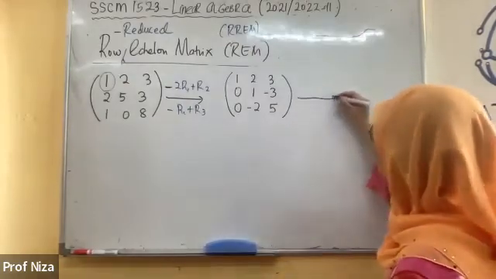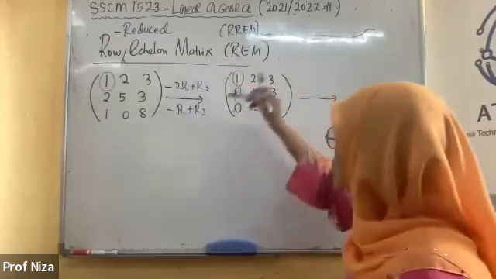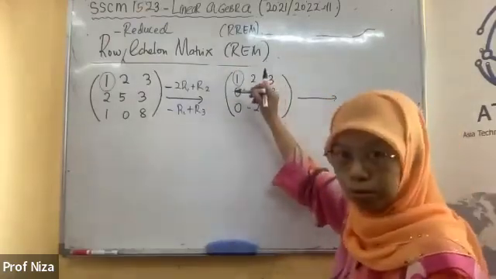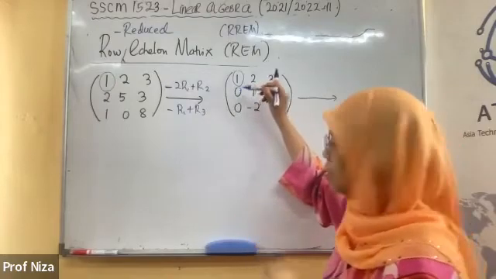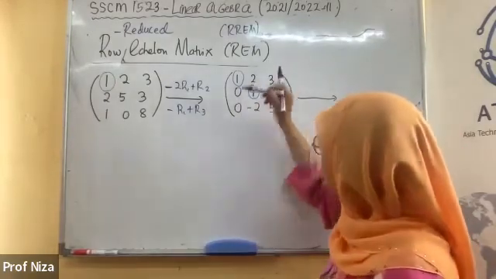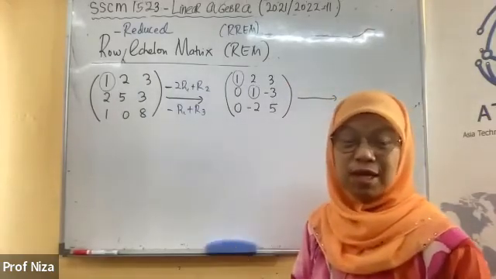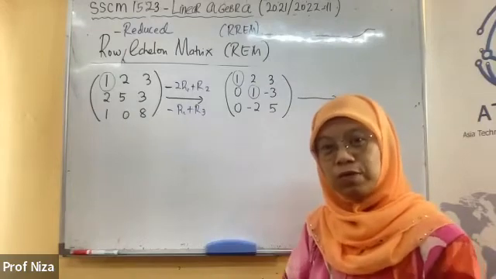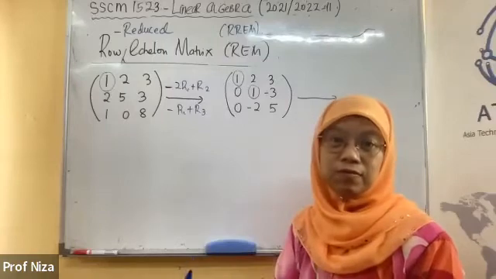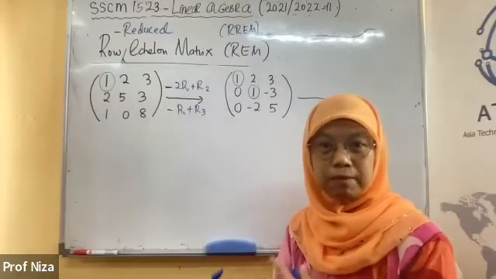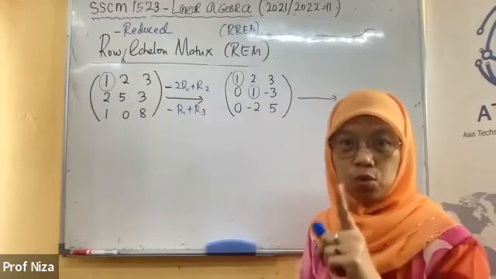Okay, next, I already have this one. So you go to the next row, to the first leading entry. Oh, it's already 1. So you are safe. If it is not 1, you have to do row interchanging or multiply by a fraction. But multiply by fraction, do it last. This is a very important rule.